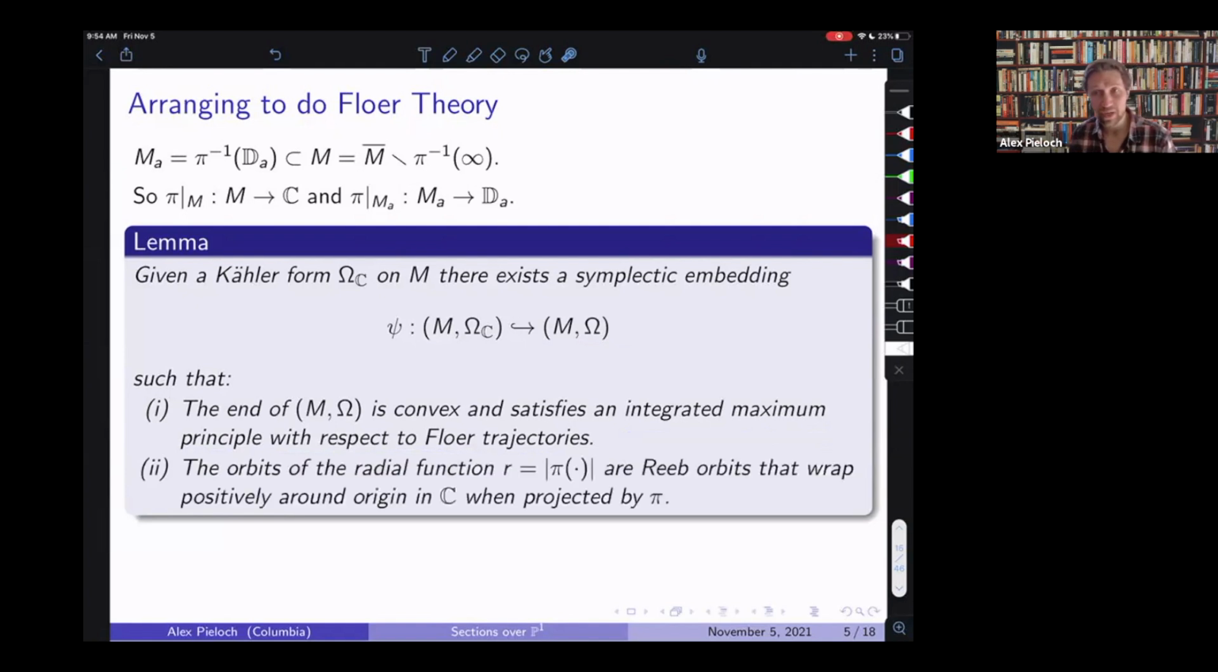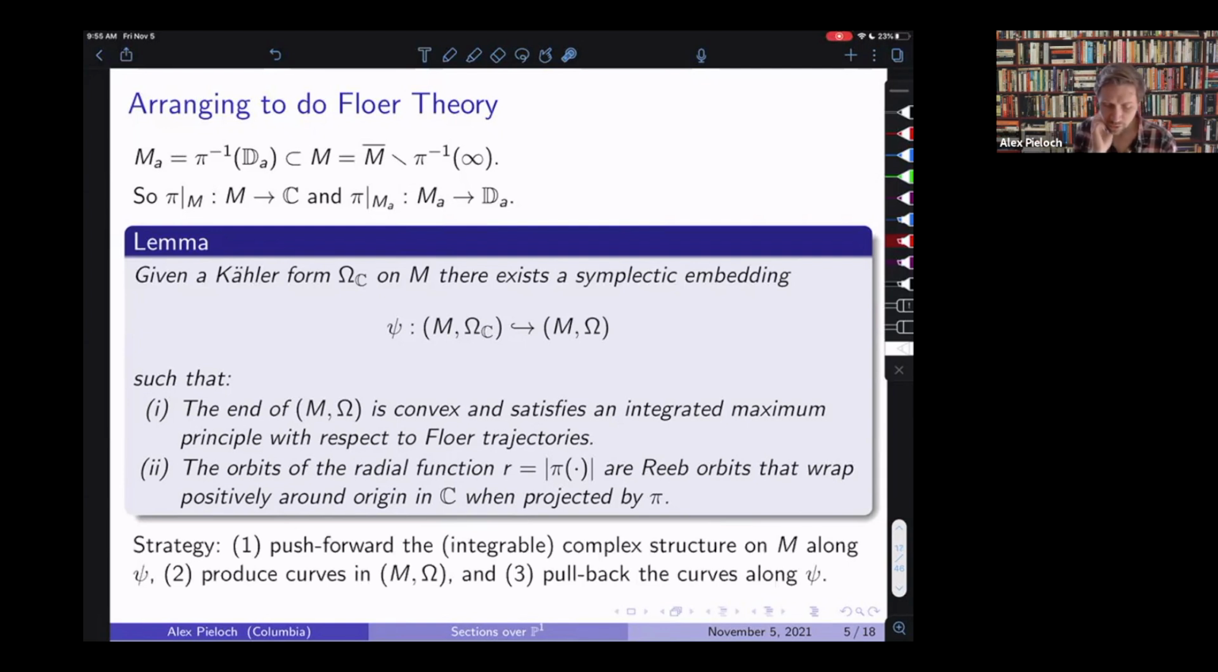Okay, the other nice property of this embedding is we have a very nice description of the Hamiltonian orbits of the radial function on our space M. So we take M, we now project it down to C, and we just take the norm. And if we look at the periodic orbits associated to this radial Hamiltonian, they just correspond to curves that wrap positively around the origin. Okay, so basically this is exactly the same picture that you get when you just look at the radial coordinate in C, but now your orbits upstairs are just covers of the standard orbits that you would get for the radial Hamiltonian in C.